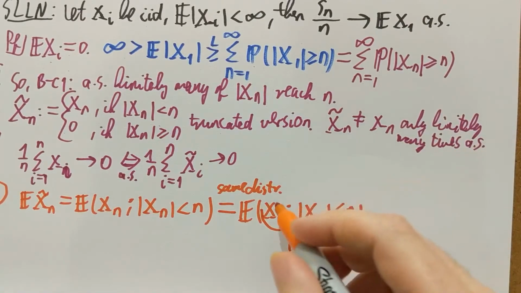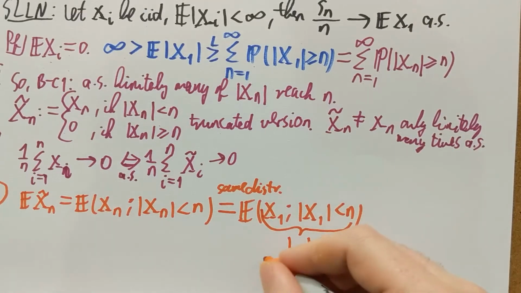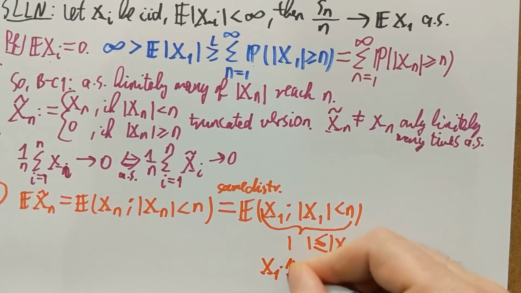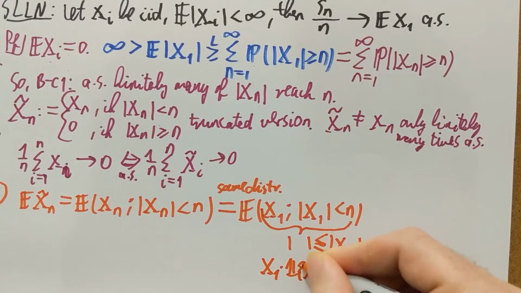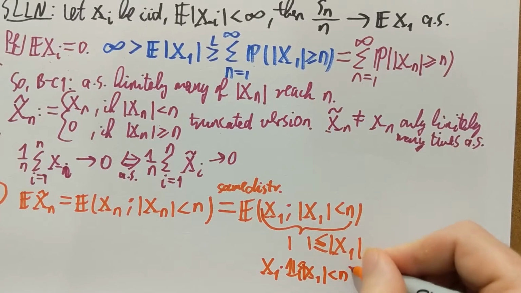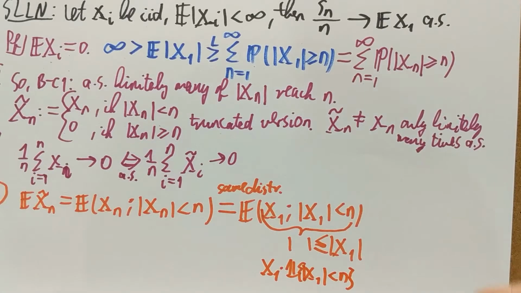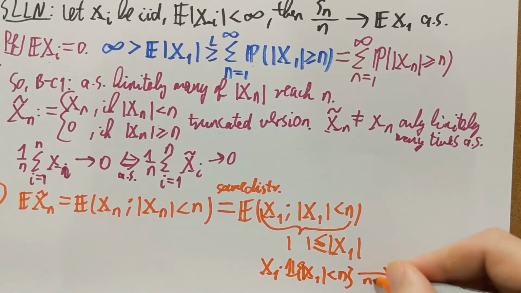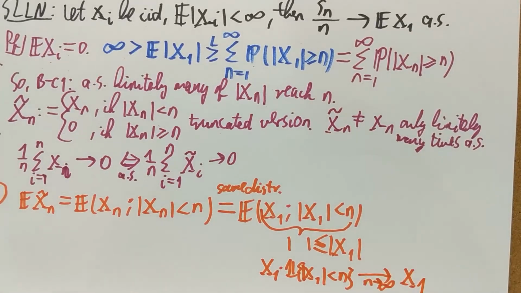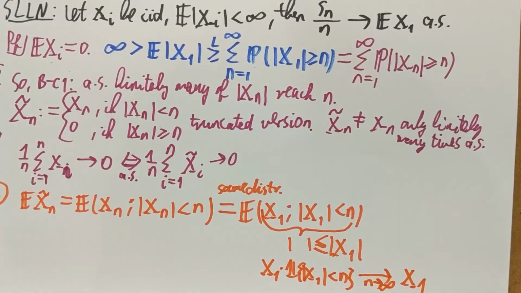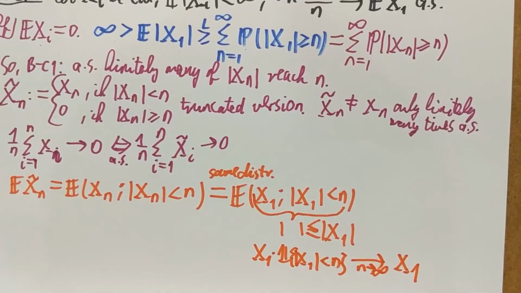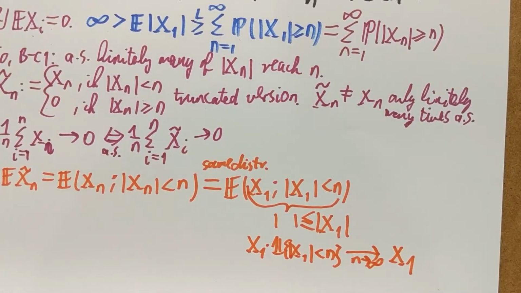And if you look at x1 times the indicator that |x1| is less than n, that will of course converge almost surely as n goes to infinity. It will converge to x1. Why is that? Because no matter what the value of x1 is, eventually n will exceed |x1|, in which case the indicator becomes 1, and then the product is just equal to x1 itself. So we have a bounding random variable that doesn't depend on n. We have almost sure convergence.